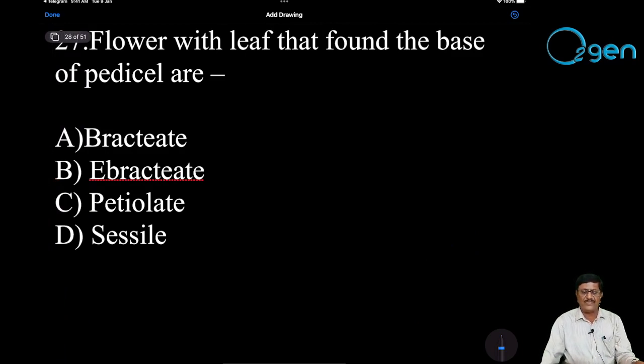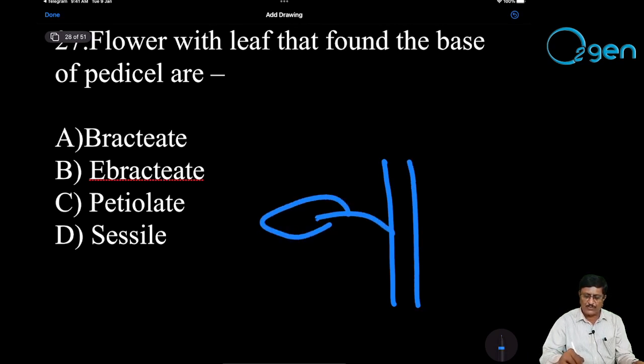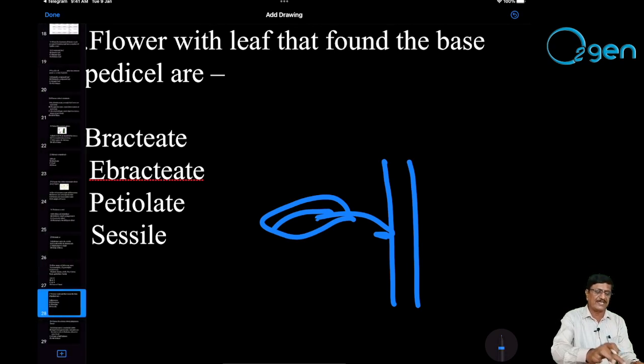Flower with a leaf found at the base of the pedicel. Here is a plant, it produces a flower like this one. Here at the base, a leaf-like structure is there. This is called bract. So the presence of the leaf-like structure is called bracteate flowers. In absence of that, called ebracteate flowers. So the leaf-like structure found at the base of the flower is bract. Option A is correct.